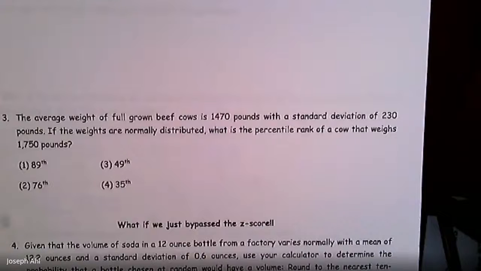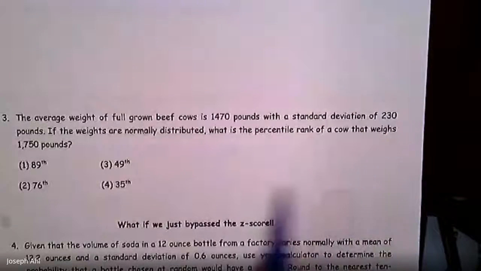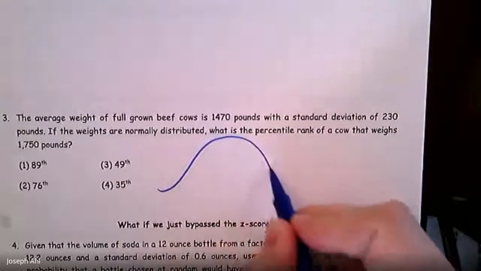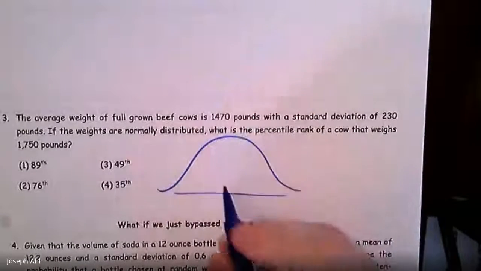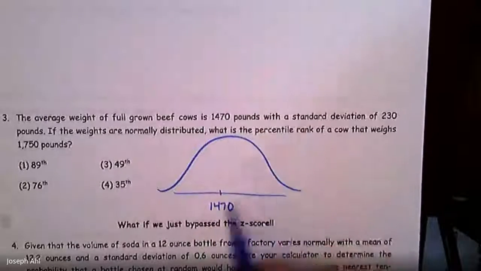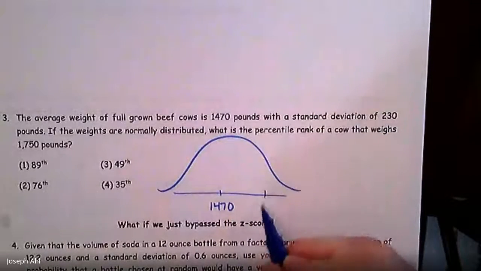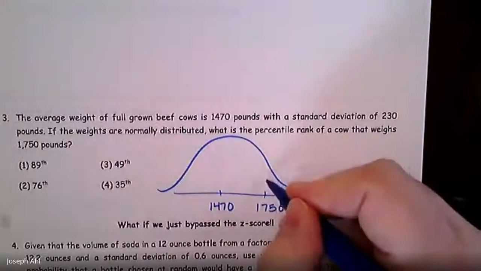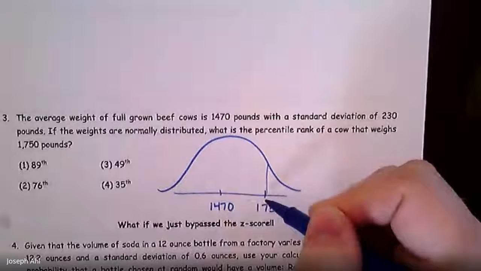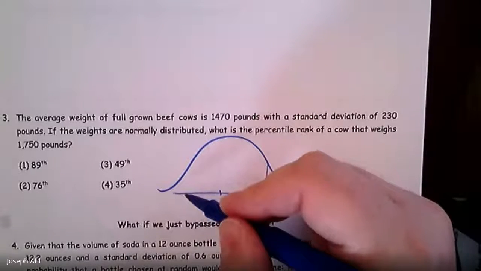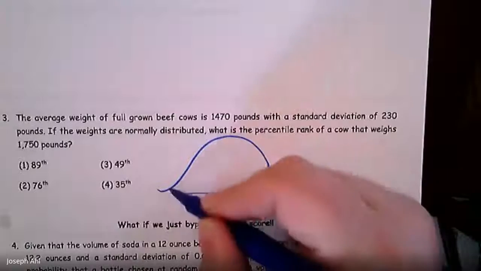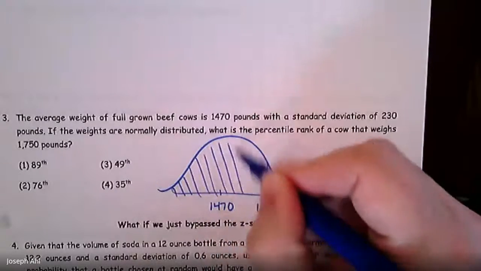Okay. So number 3 says the average weight of full-grown beef cows is 1,470 pounds with a standard deviation of 230. If the weights are normally distributed, what is the percentile rank of a cow that weighs 1,750 pounds? So to get the percentile, here's my normal curve. The average is 1,470. And I want to know what percentile a cow falls into that weighs 1,750 pounds. If this fell at a nice number of standard deviations away, there was that one chart where you can add up all the percents. But this is exactly what normal CDF will do for us.